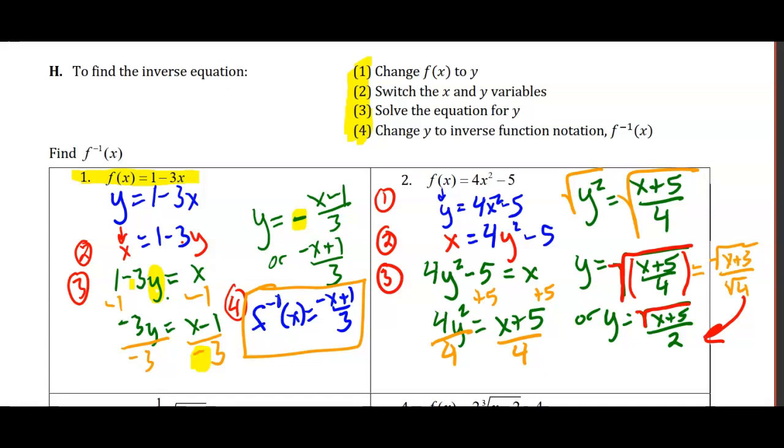So there you go. So last step then, f inverse of x equals, I'm just going to use the first one, square root of x plus 5 all over 4. And that would be my final answer as an inverse.